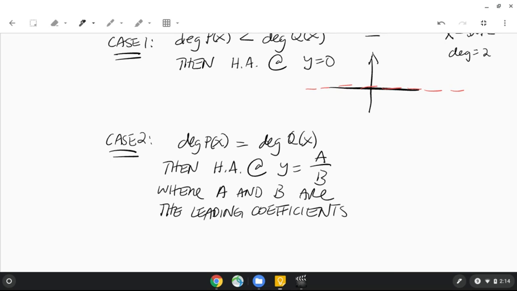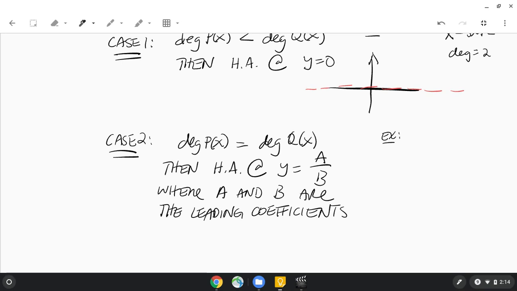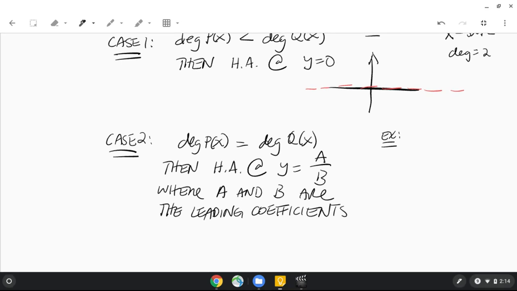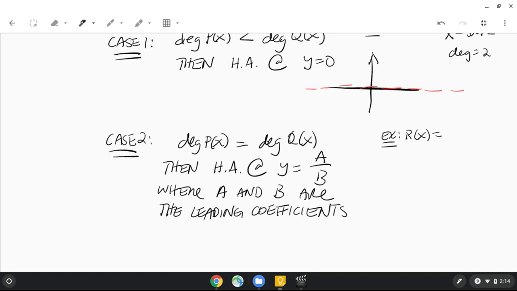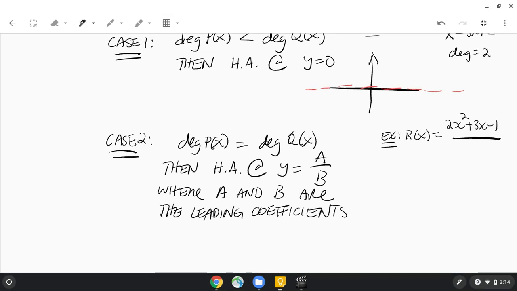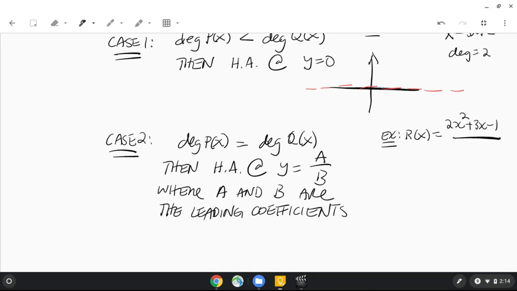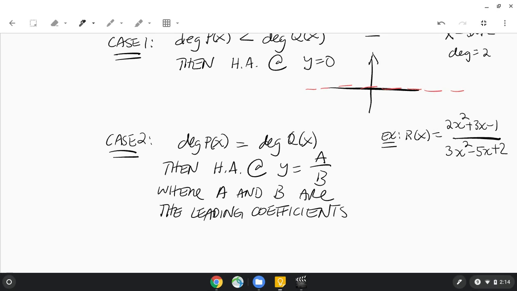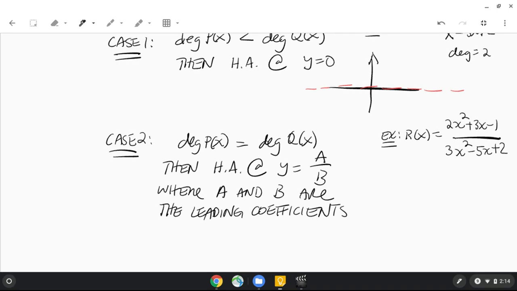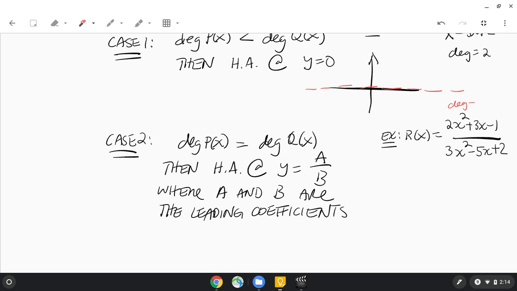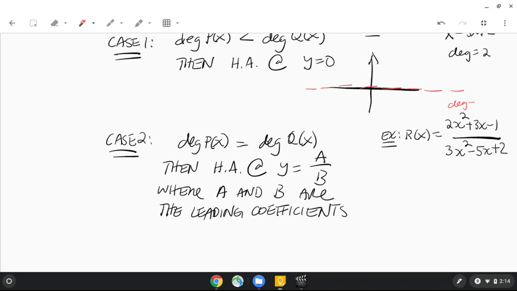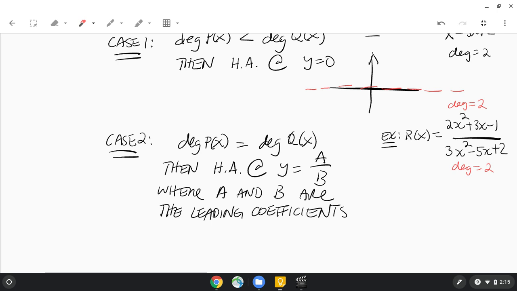All right, so let's take a look at an example over here off to the side. Suppose that our rational function is 2x squared plus 3x minus 1 over 3x squared minus 5x plus 2. We see that they have the same degree. Up here the degree equals 2, and down here the degree equals 2. So both of these have degree 2.